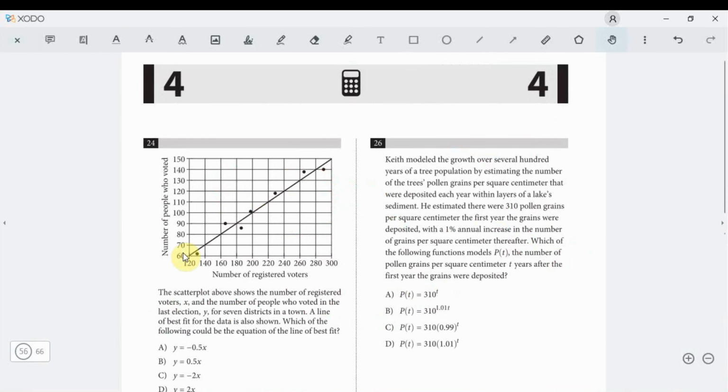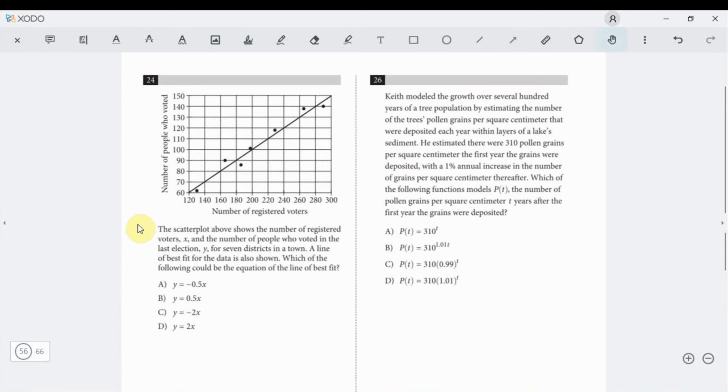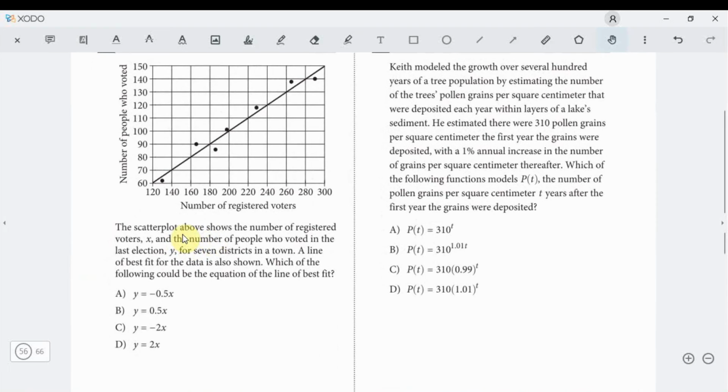Wow! All right, number 24. Number 24, it shows us a scatter plot. You don't have to do all of that reading. Sift through to see what they're asking. Which of the following could be the line of best fit? Basically, find the gradient. So to find the gradient, remember, is y2 minus y1 over x2 minus x1.